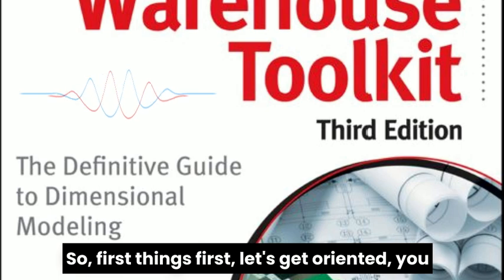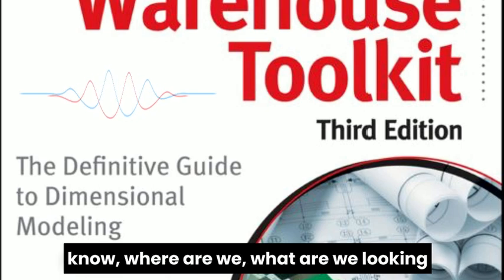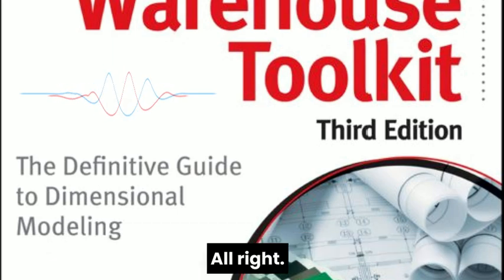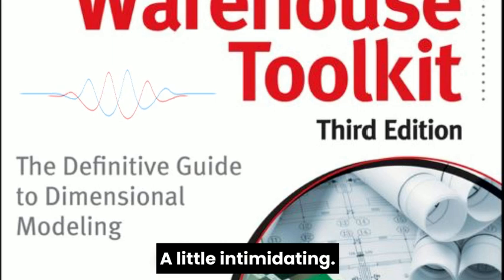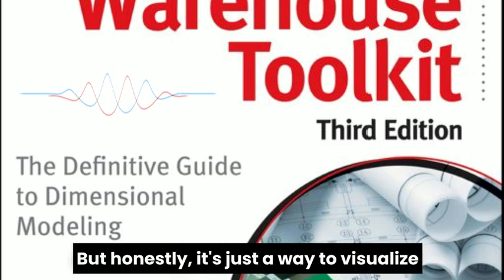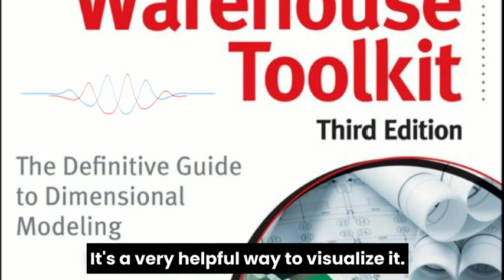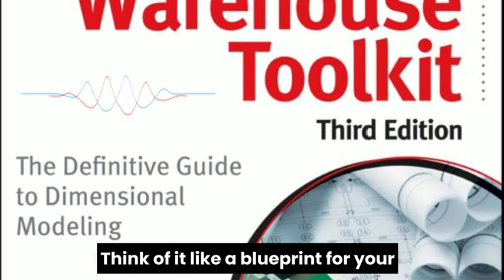So first things first, let's get oriented. What are we looking at? Okay. Let's talk about the order management bus matrix. Now, I know that sounds a little intimidating. But honestly, it's just a way to visualize the whole process. It is a very helpful way to visualize it. Think of it like a blueprint for your data.